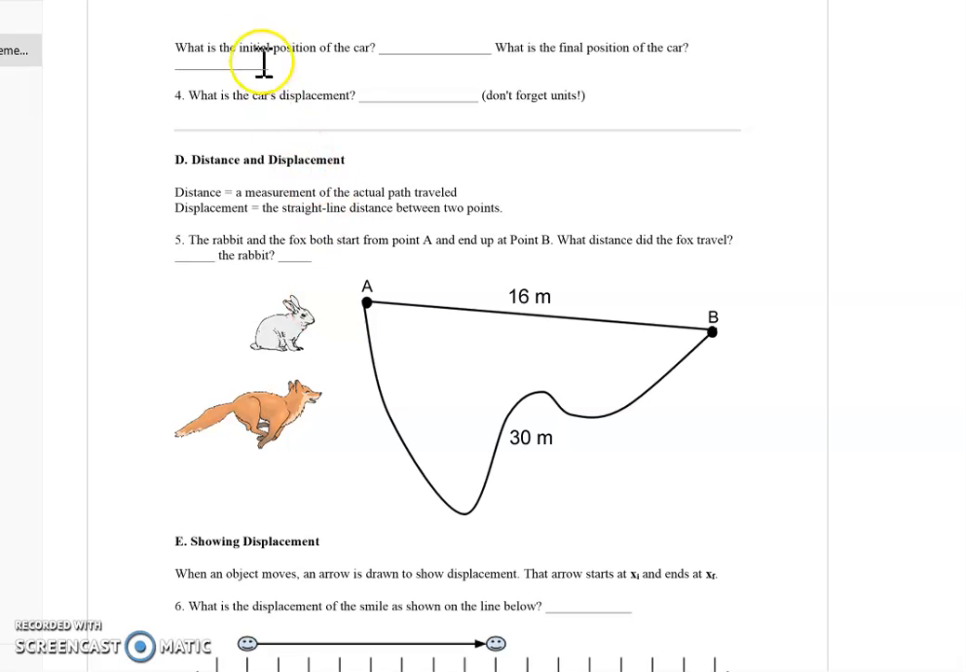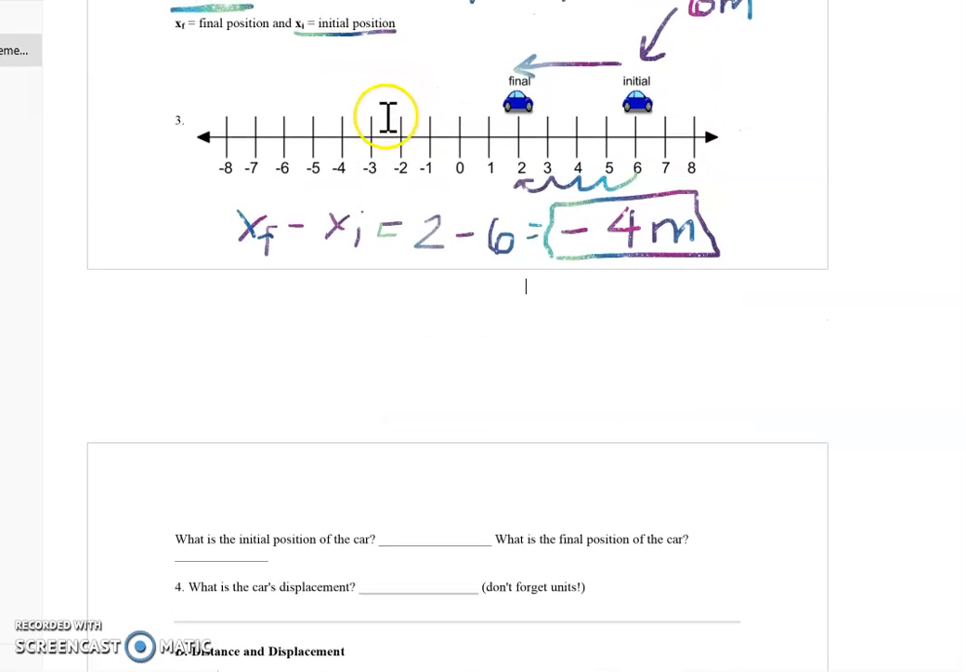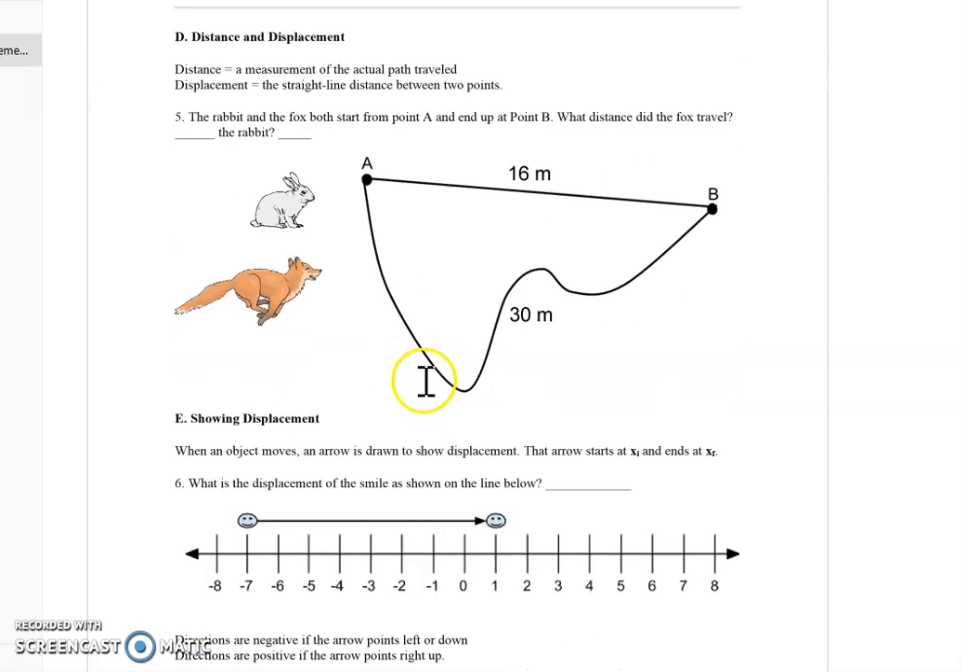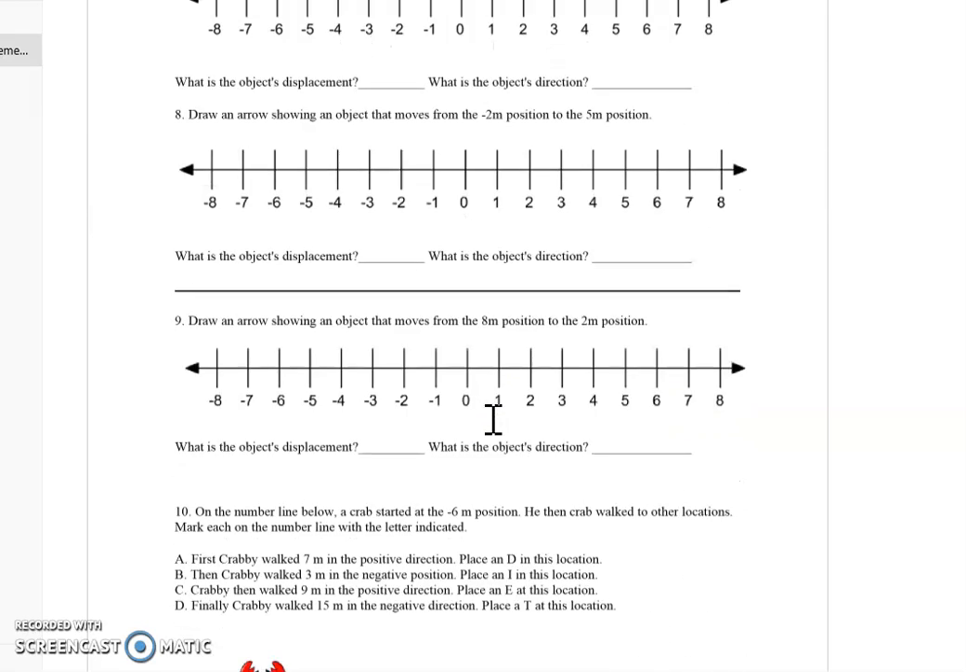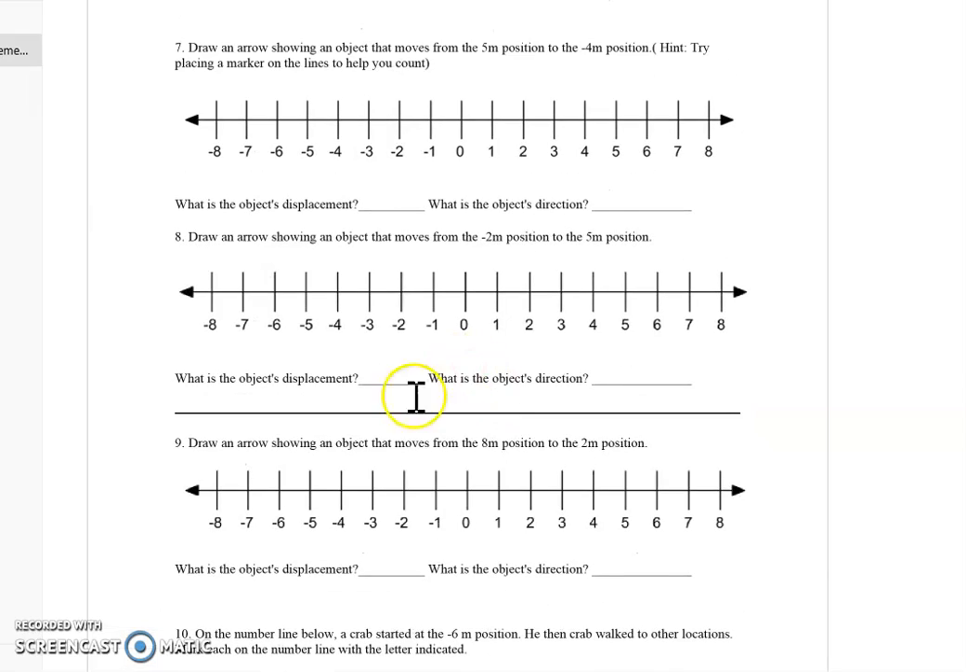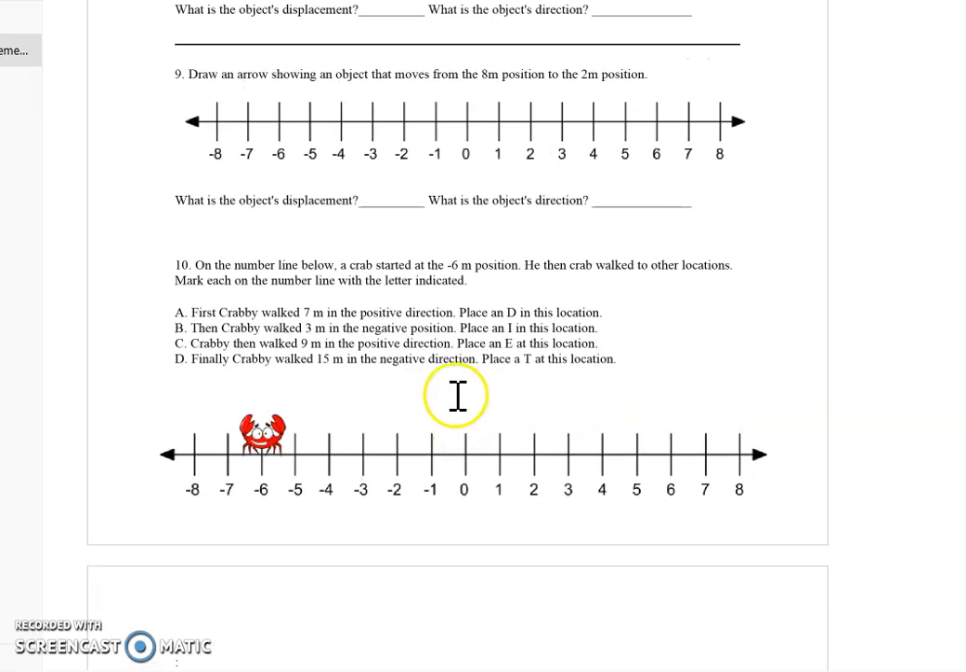Further down on this assignment, here's a couple of blanks that you can use kind of like I did up here. Here's an example where you're looking at distance versus displacement. So keep in mind distance is how far you traveled. Displacement is your distance from the starting point, and make sure you know what direction you are. Showing displacement here, they want you to analyze how far the smiley face moves and in what direction. And on these, you'll be drawing the position of those objects. So pay close attention to the positions.